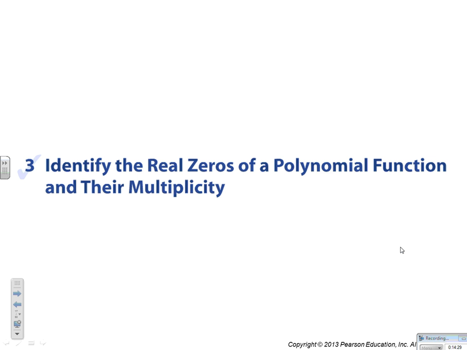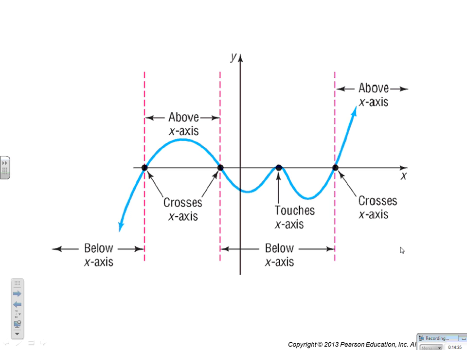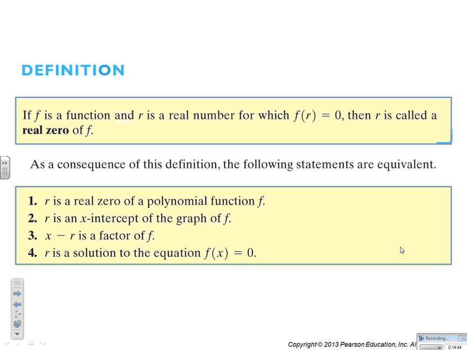All right, identifying the real zeros of a polynomial and their multiplicity. Your 0 is where you cross the x-axis. We've been doing that for a while. If f is a function and r is a real number for which f of r is equal to 0, then r is called a real 0 of f.